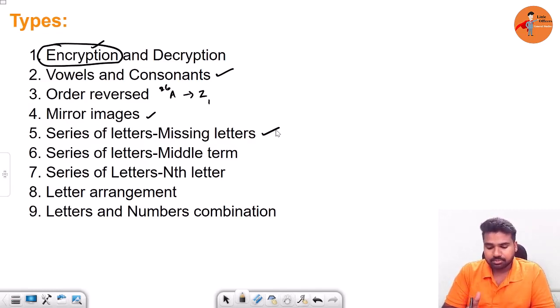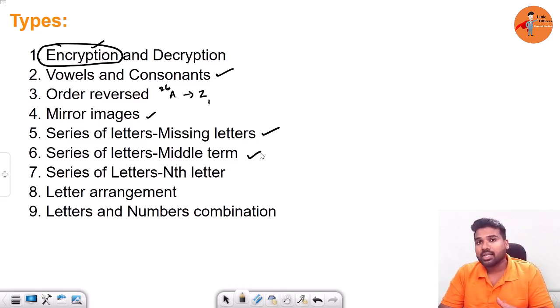That is, after how many terms, or at what regular interval, there is a repetition or there is a kind of pattern. That is what we need to know. Next comes finding the middle term in a given sequence or a given series. This is another type of question which has been clubbed from the number system and from these alphabets.